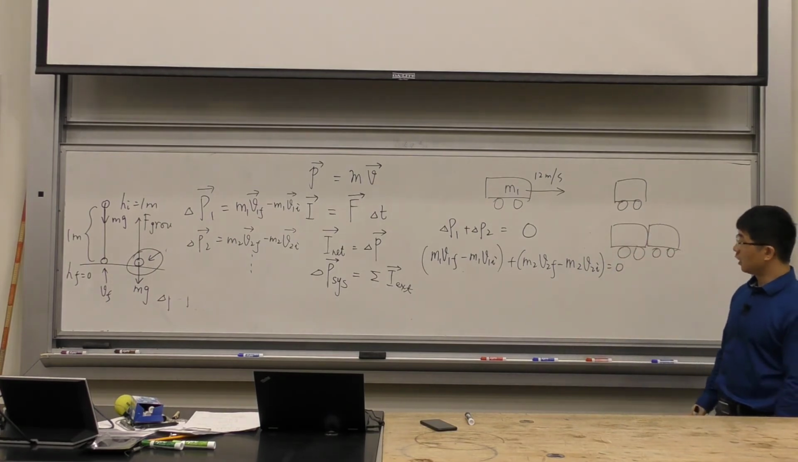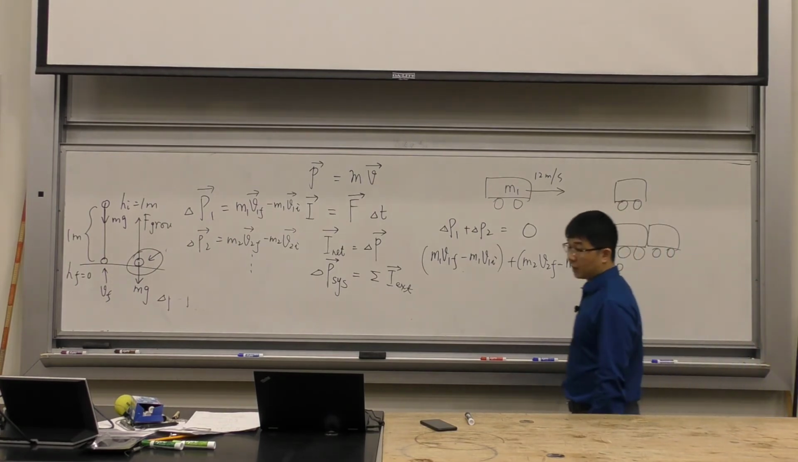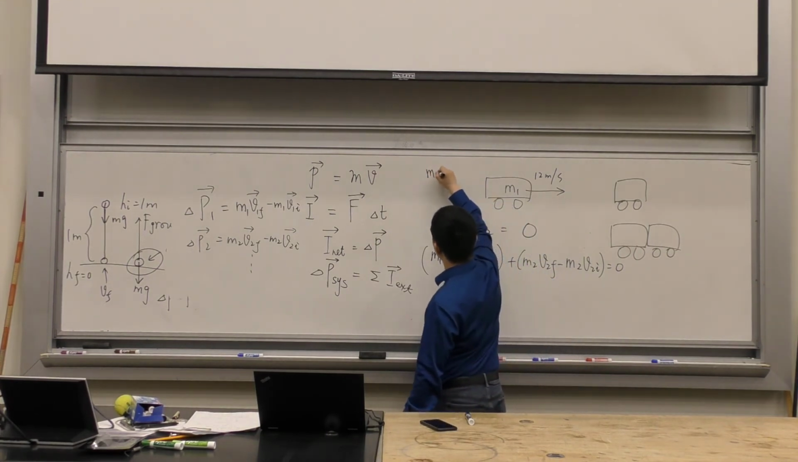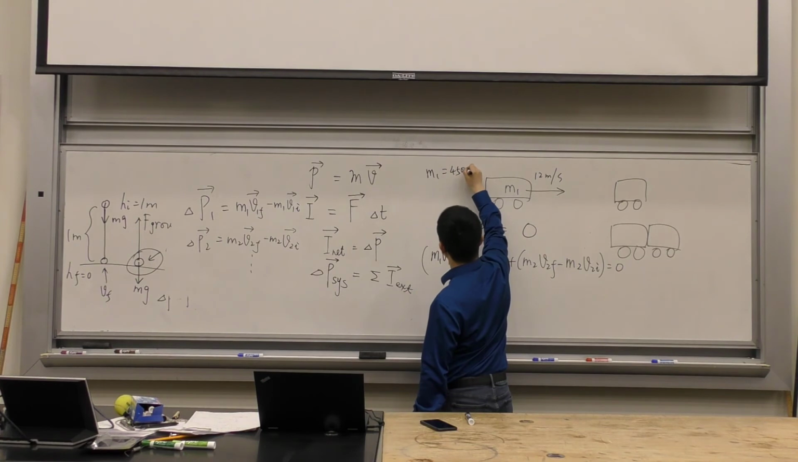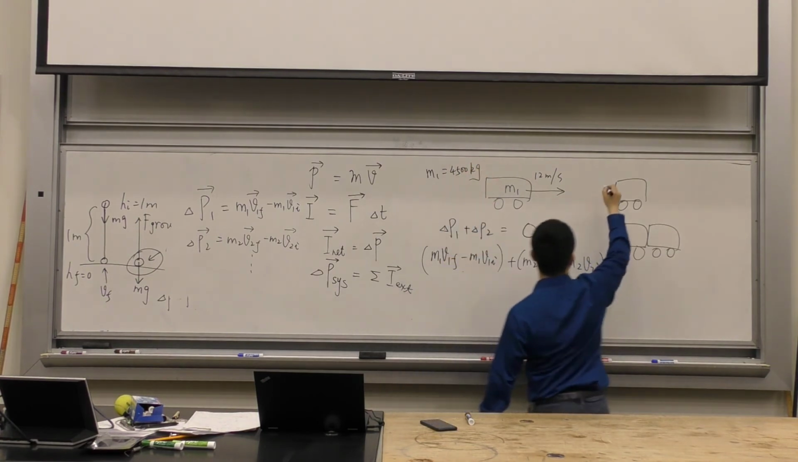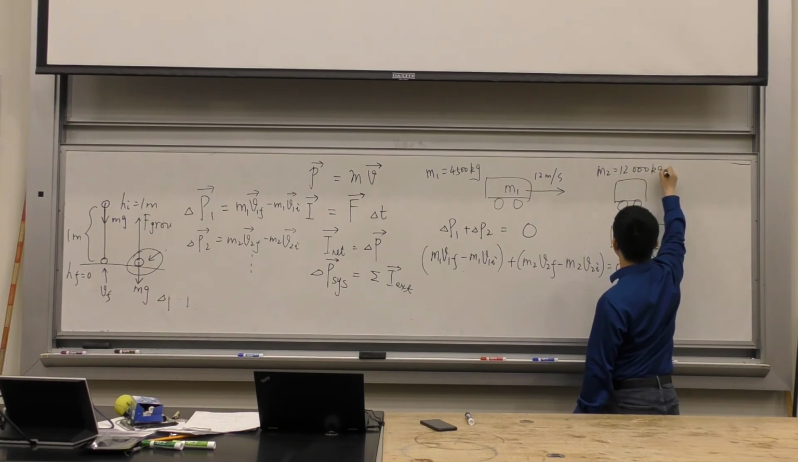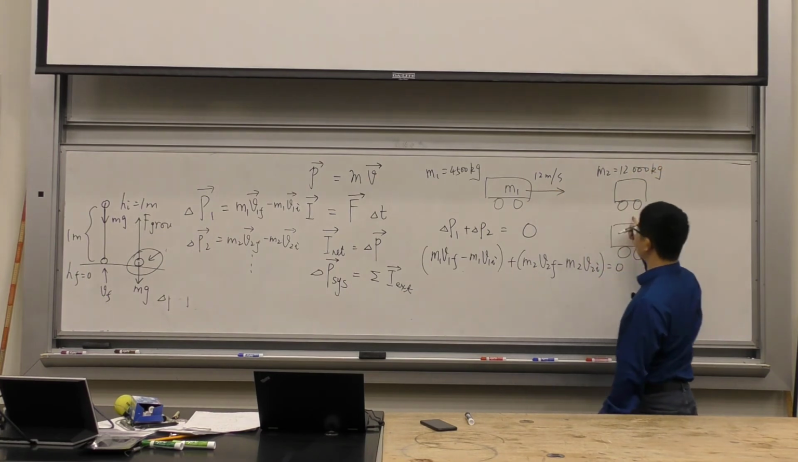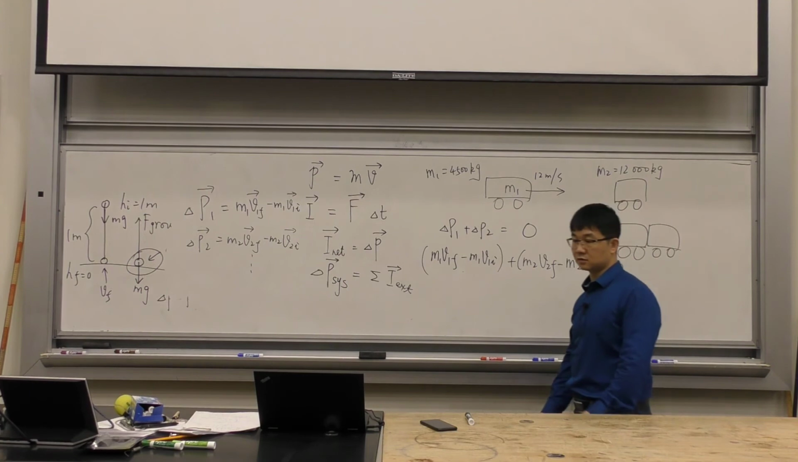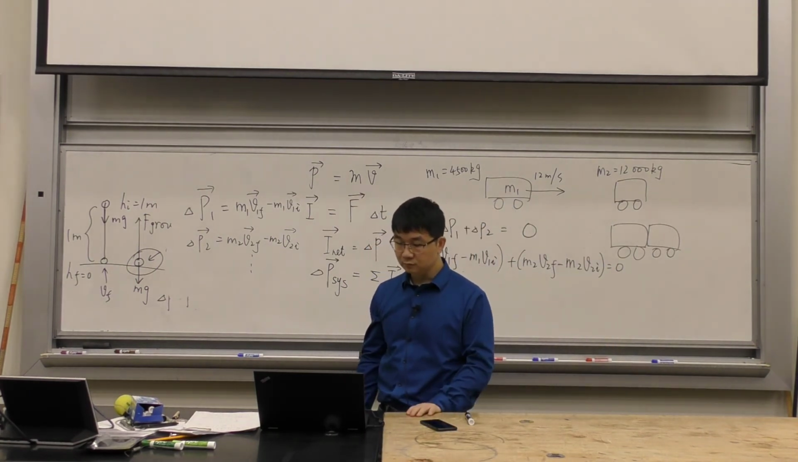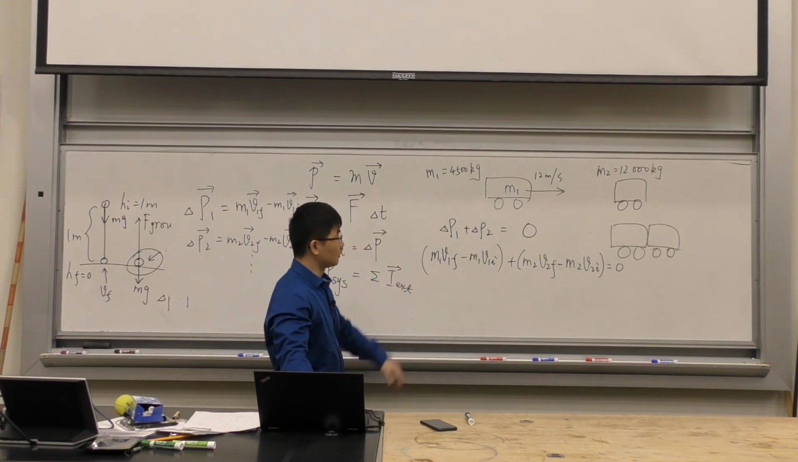That's it. Now plug numbers in. I know m1, I know m2, right? The problem says m1 is 4,500 kilograms, m2 is 12,000 kilograms. This is v1i. What is v2i? That's going to be 0, because the second car is initially at rest. Now I have all the numbers I need.